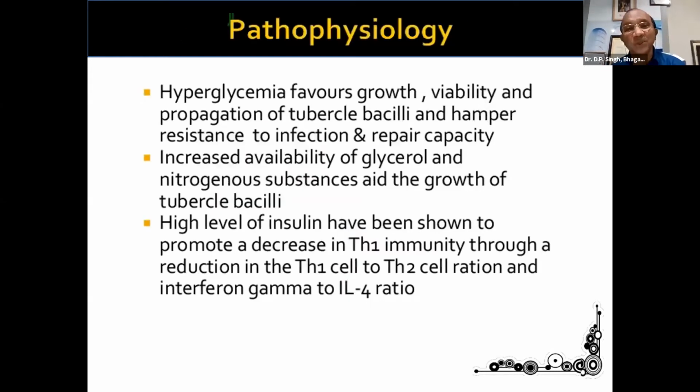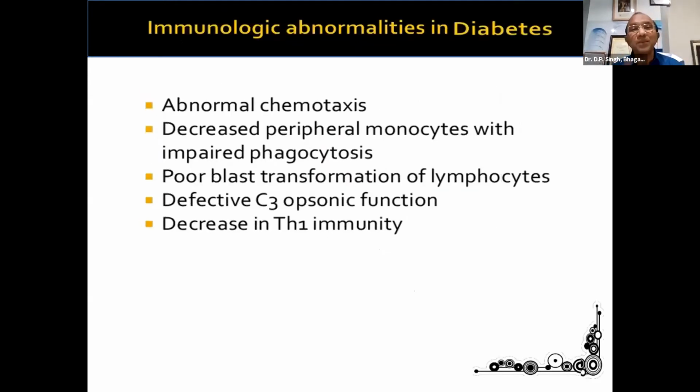Because the hyperglycemia in diabetes favors the growth, viability, and propagation of tubercle bacilli. Increased availability of glycerol causes the growth of tubercle bacilli. High levels of insulin also cause TH1 immunity to be lowered. There is abnormal chemotaxis. Monocytes and macrophages have lost the capacity to phagocytose and kill the tubercle bacilli. Poor blast formation of lymphocytes means the mediators are released less. All these promote the development of tuberculosis.